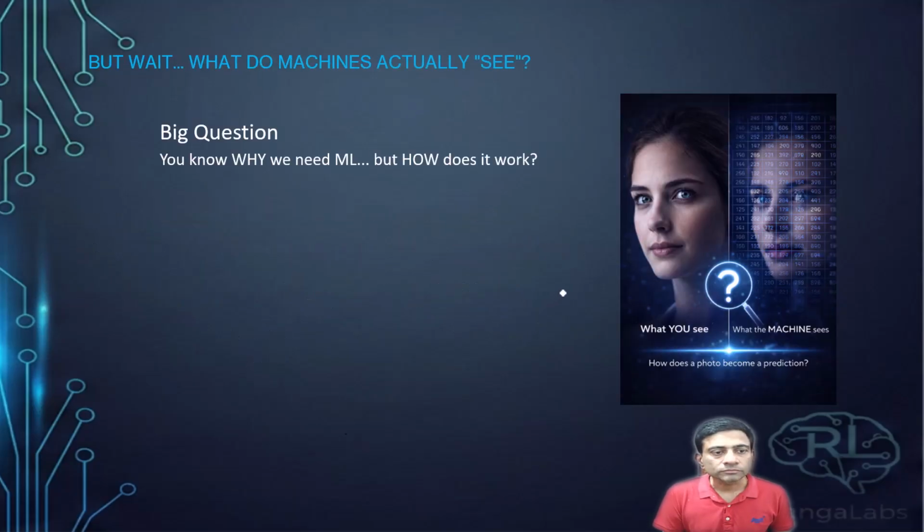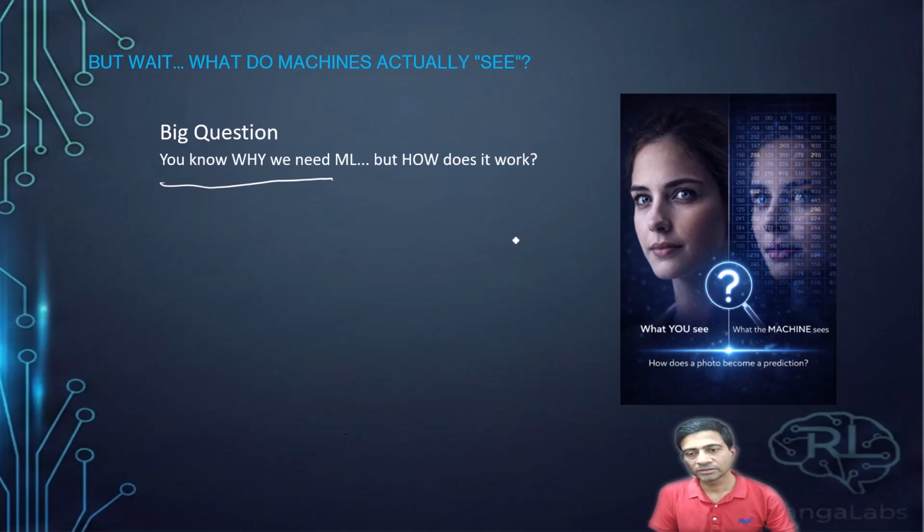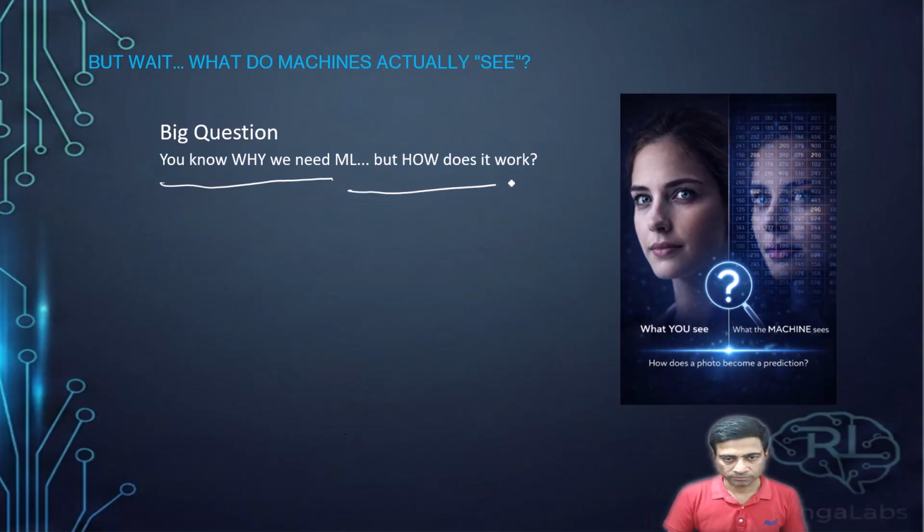Okay. But wait, what do machines actually see? You know why we need machine learning now? We have clearly explained in this video why we need machine learning, where the password fails, that ends the programming level, and from there the machine learning starts. But how does it work? How does the machine see? I told you, you have to upload the photograph, right? So is it actually seeing the photograph or is it seeing something else?